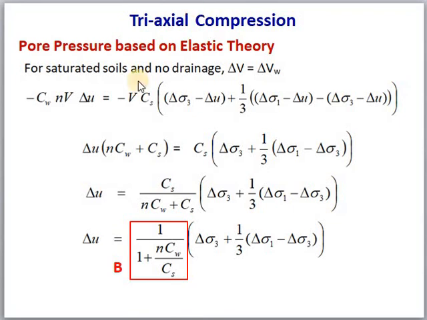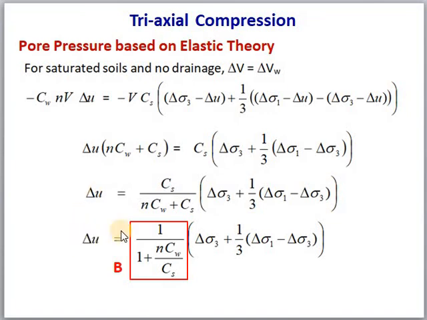Now for a saturated condition, you know this delta V equal to delta Vw. So equate both the equations, this is delta V and this is delta Vw. And you need this in terms of delta U to find the constant. So you take all the terms related to delta U on this side. So you get this simplified as delta U into nCw plus Cs, which is equal to Cs into delta sigma 3 plus 1 by 3 delta sigma 1 minus delta sigma 3.